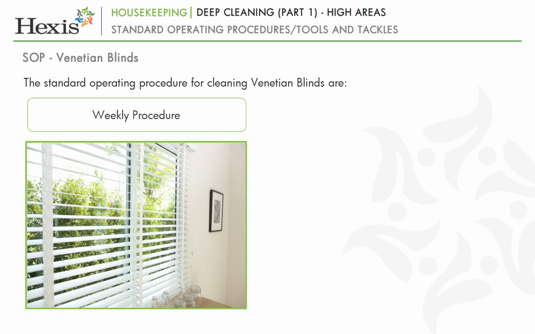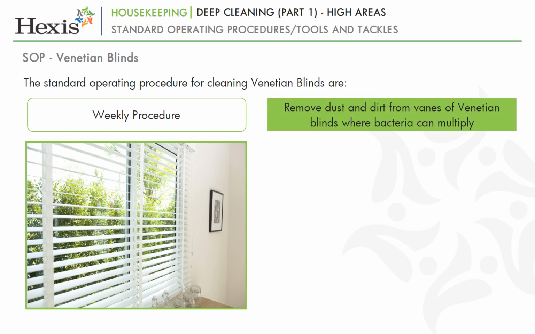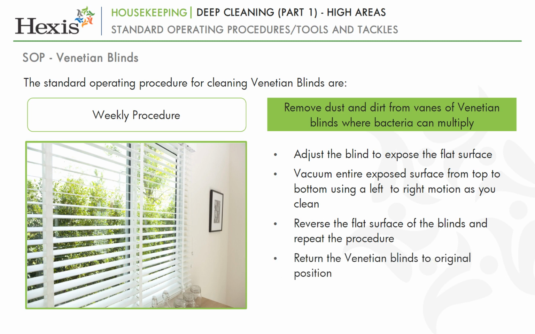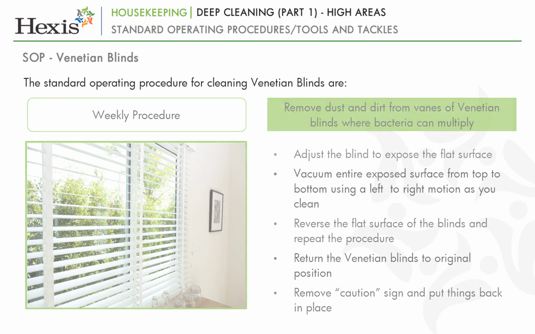The weekly procedure to clean Venetian blinds is to remove the dust and dirt from vanes of Venetian blinds where bacteria can multiply. Adjust the blind to expose the flat surface. Vacuum entire exposed surface from top to bottom using a left to right motion as you clean. Reverse the flat surface of the blinds and repeat the procedure. Return the Venetian blinds to original position. Remove caution sign and put things back in place.